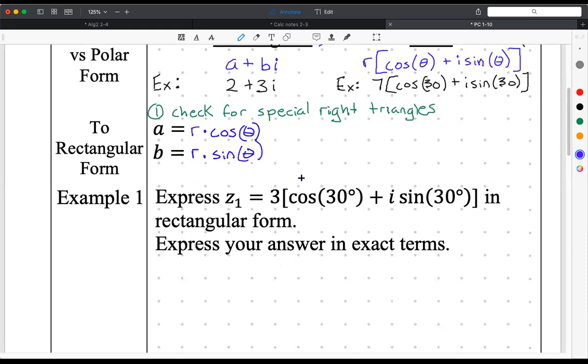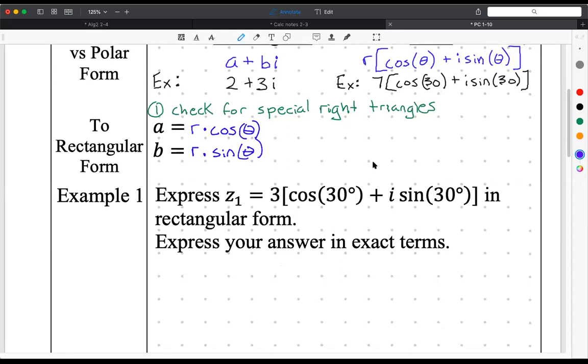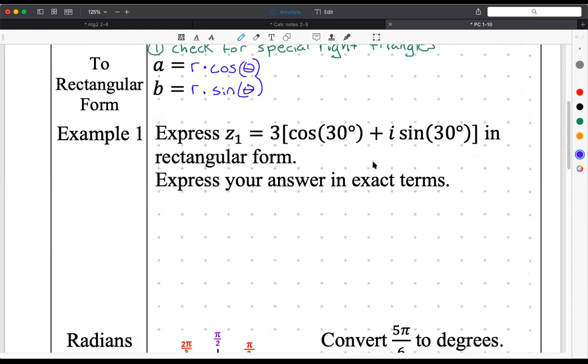Okay, and let's try an example. So I have a complex number in polar form, which is the correct way of saying that. I'm calling this thing Z1, not Z2, not Z3, Z sub 1. The modulus is 3, so maybe you want to put an R up above that. Its argument, the angle here, is 30 degrees.